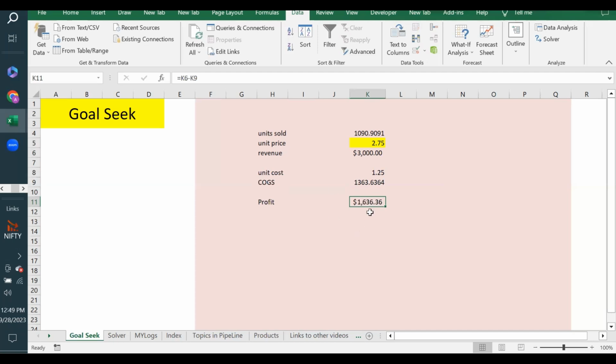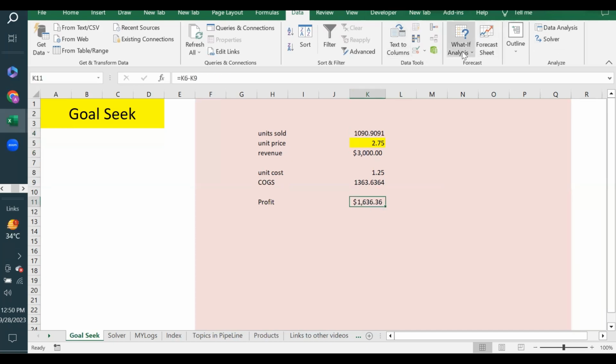Now you want this to be set. For example, you want to achieve a profit of, say, $2,000. So how many units are you supposed to sell while keeping this unit price and the unit cost of $1.25 fixed? Now you're shifting the focus from revenue to profit, and you want to determine how many units are supposed to be sold, right?